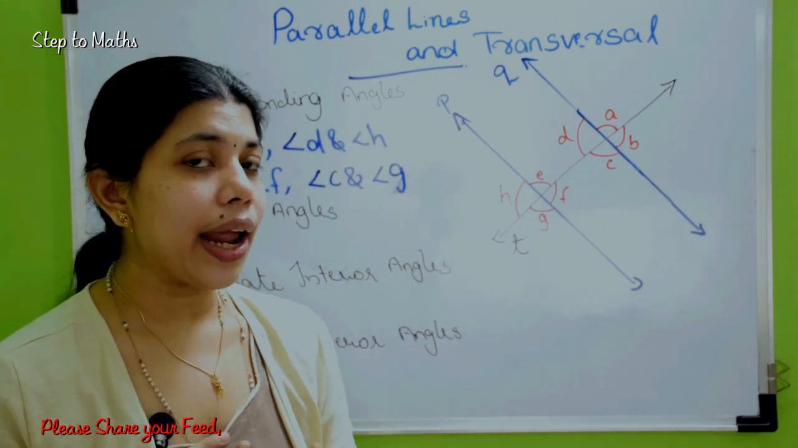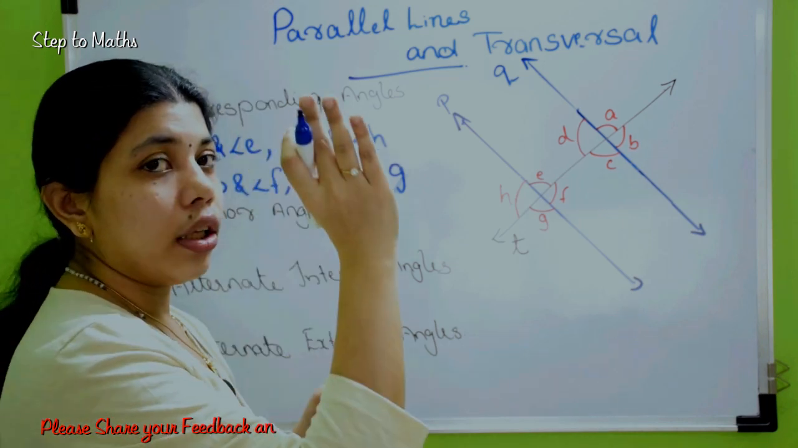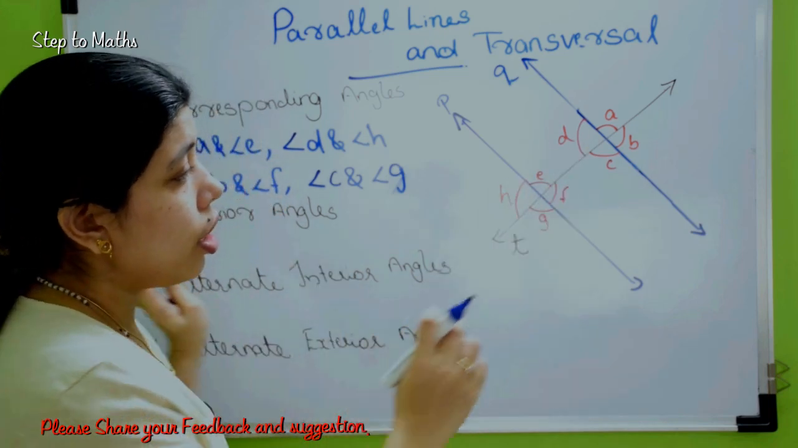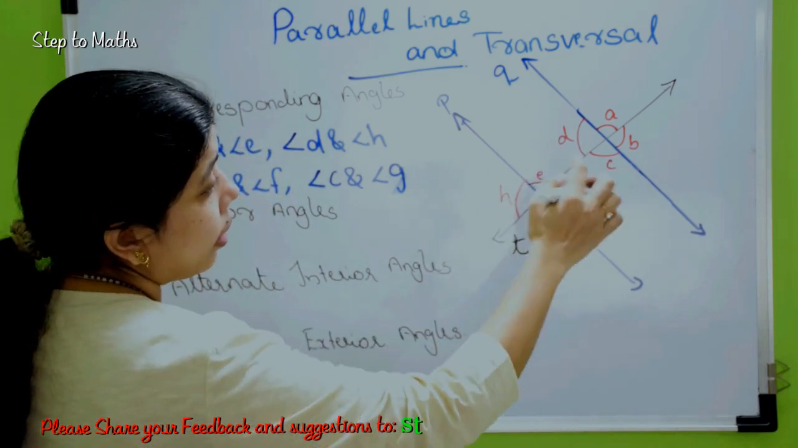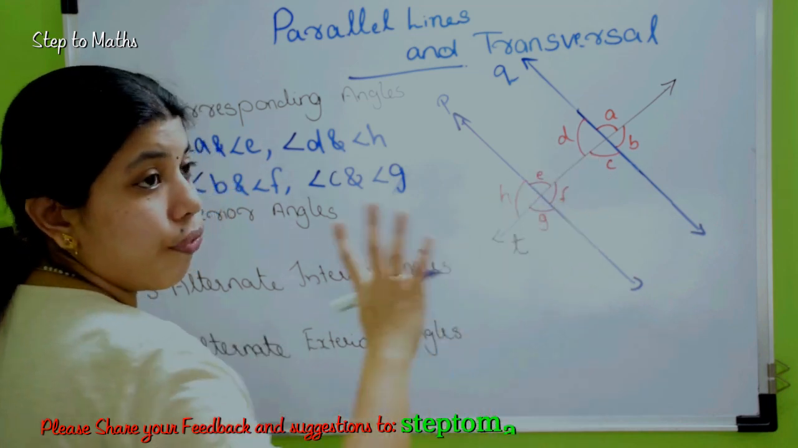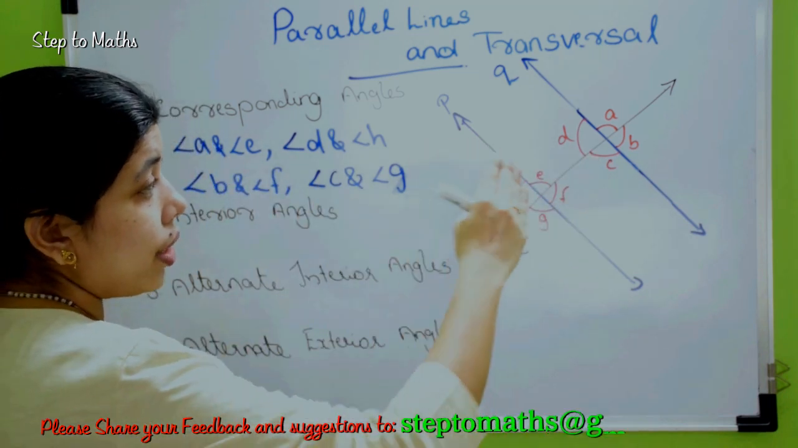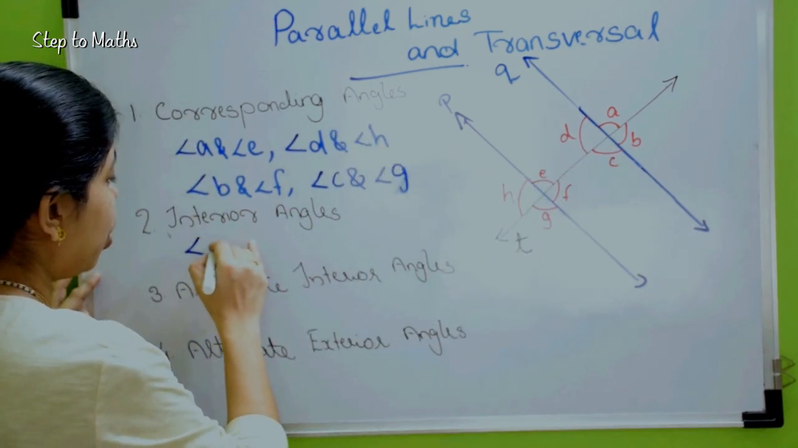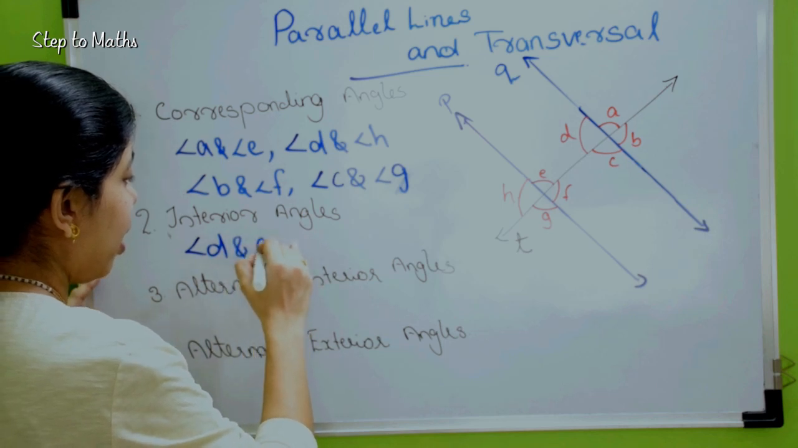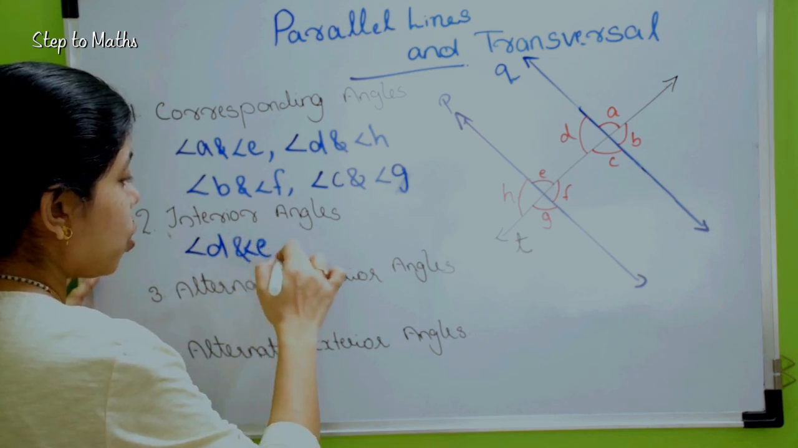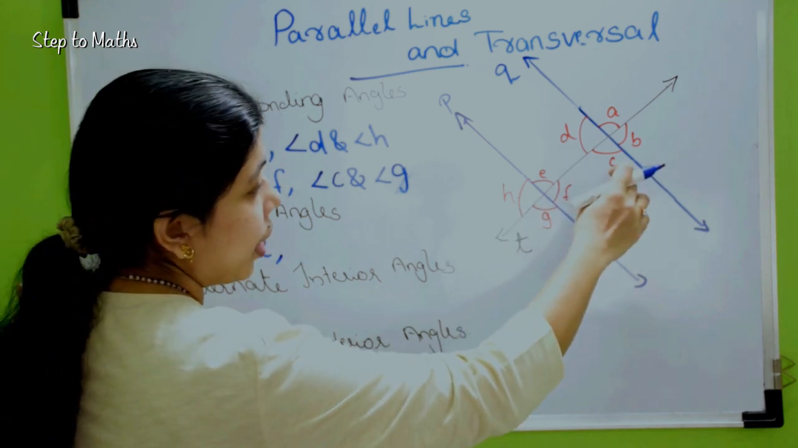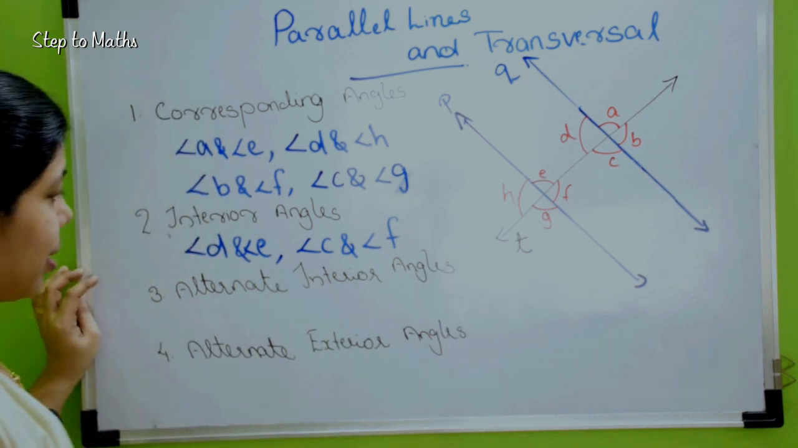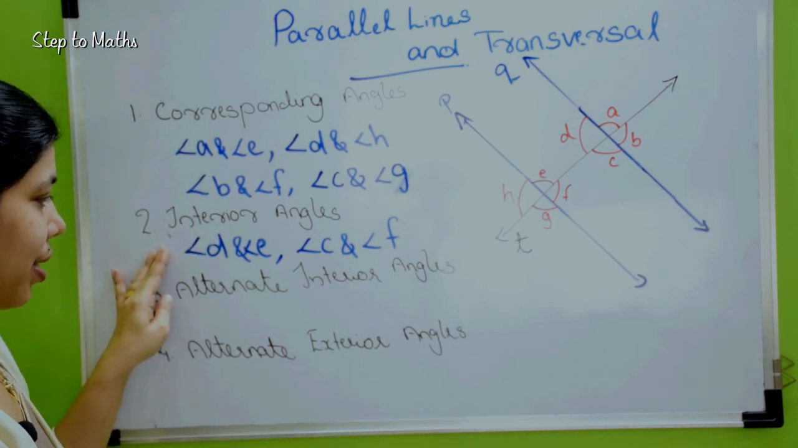Interior angles. Interior angles means angles are inside the lines and on the same side. So how many angles are inside the lines? C, D, E, F, 4 angles. And on the same side, angle D and angle E are on the same side. So angle D and angle E is one pair. Similarly, angle C and angle F are the second pair of interior angles.